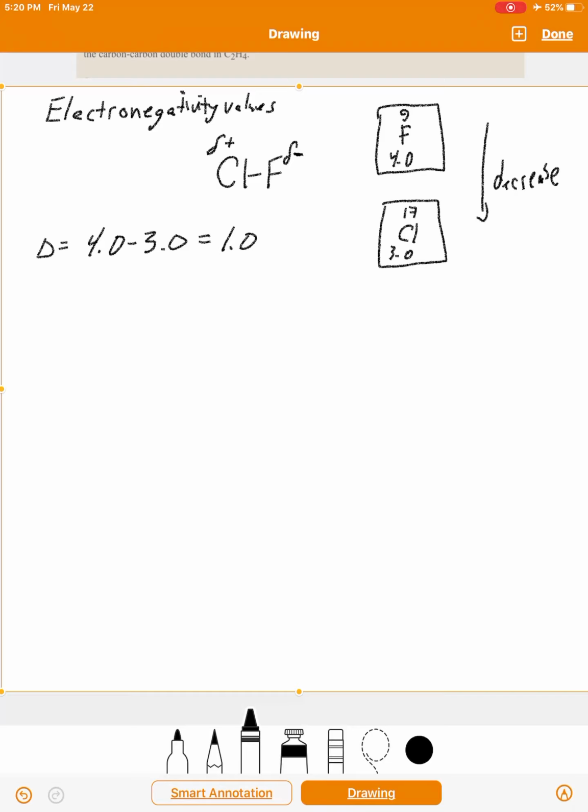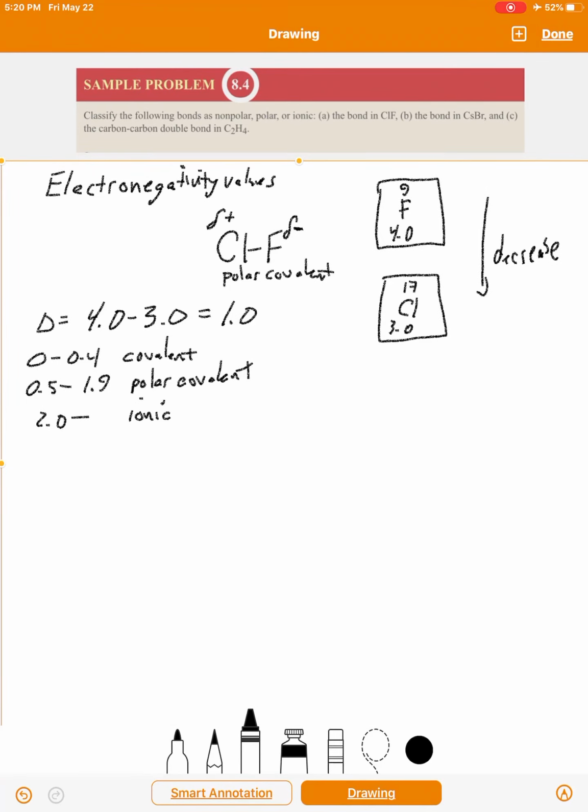Okay? Positive, negative. The general rule of thumb is if it's 0 to 0.4, it's purely covalent. If it's 0.5 up to 1.9, then it's polar covalent. And if it's 2.0 or greater, it's just ionic. Of course, we'll see in the lectures that this is not exactly true. That's a gross oversimplification, but it works for some of the problems. So since the difference here is 1.0, we know that this bond is polar covalent. Okay? Let's take a look at the second one.